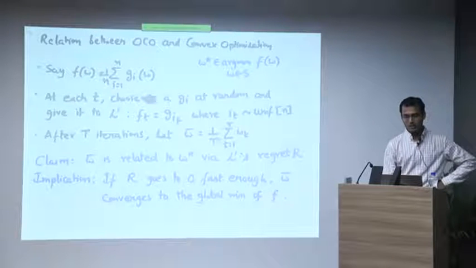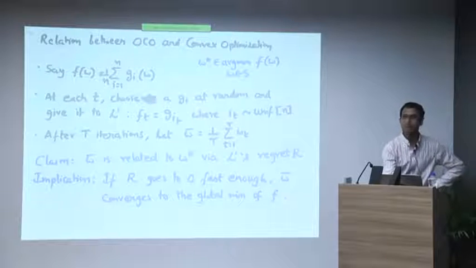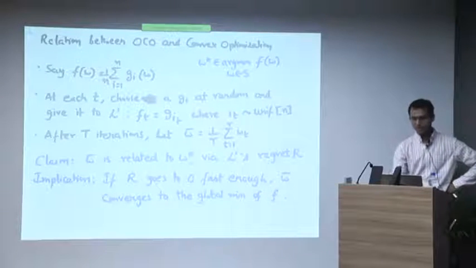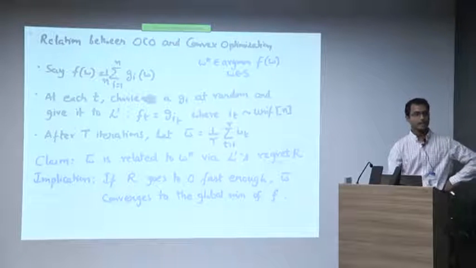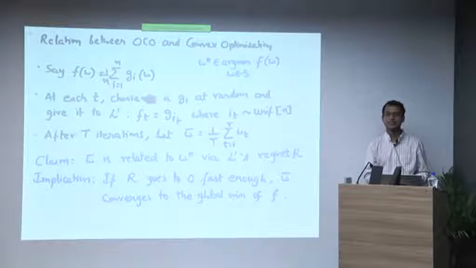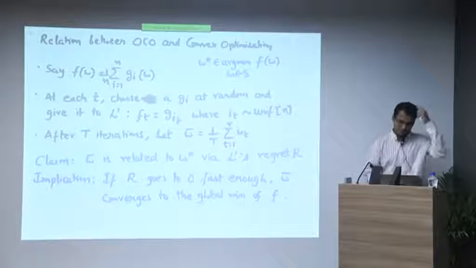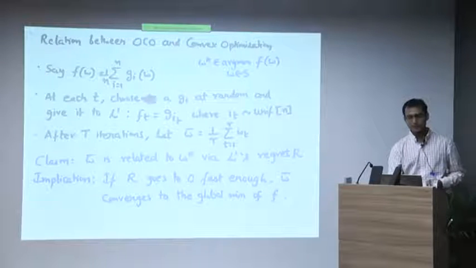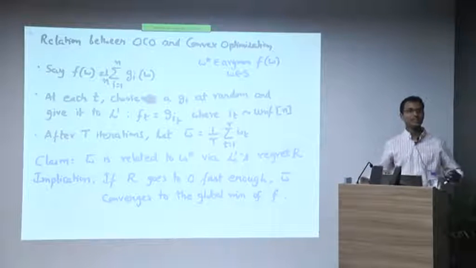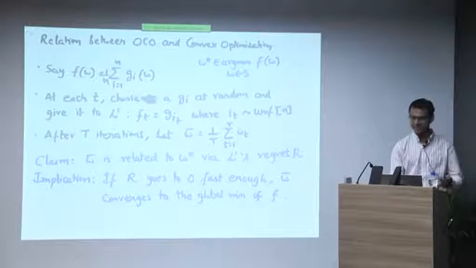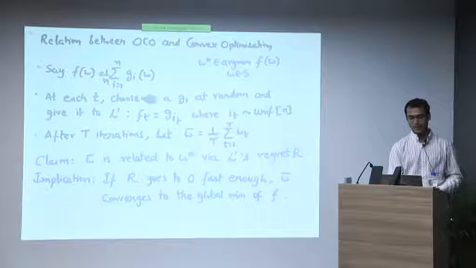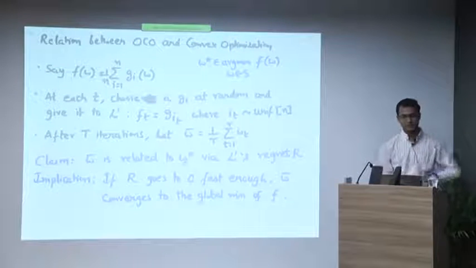What I'm going to claim now is that W bar is related to the global optimizer of your convex optimization problem, W star, via L prime's regret R. Every learner in the online convex optimization world always comes with some regret guarantee. Either the regret is really bad or really good, some number R, which is a function of t. This learner was used for t rounds. I don't know what the learner learned or did not learn, but it did generate a sequence of W's. So I create this averaged W and relate W bar to the global optimizer of the convex optimization problem.